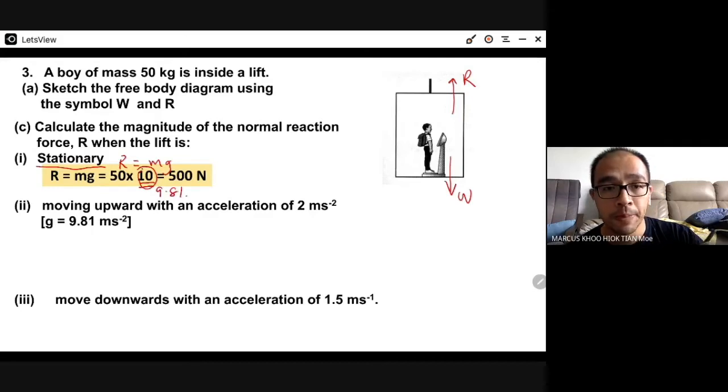Sorry, some of these slides are still old syllabus. In the old syllabus, we learned that g is 10, but you guys are more updated, so you are supposed to learn g is 9.81. So this was a mistake.